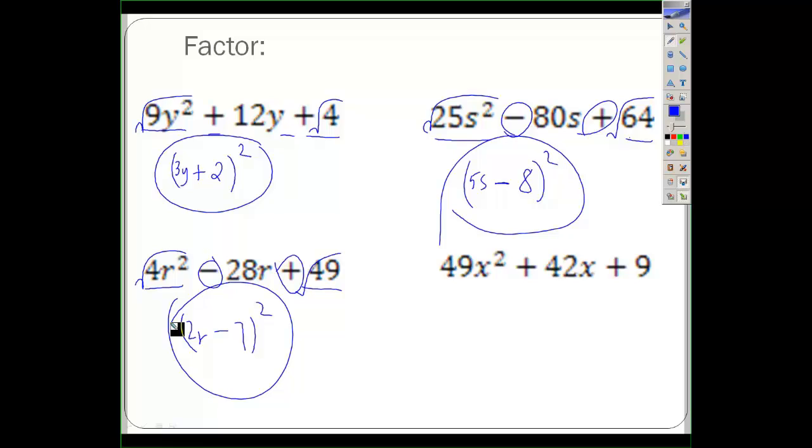Finally, I have 49x squared plus 42x plus 9. Nothing that 42, 49, and 9 have in common. However, these are perfect squares, 49 and 9. So I'm going to assume this is a perfect trinomial square. It's a plus plus this time, so I'm going to go ahead and make a plus inside my parentheses. I know 7x is the square root of 49x squared, and 3 is the square root of 9. So in my factored term, 7x plus 3 quantity squared.